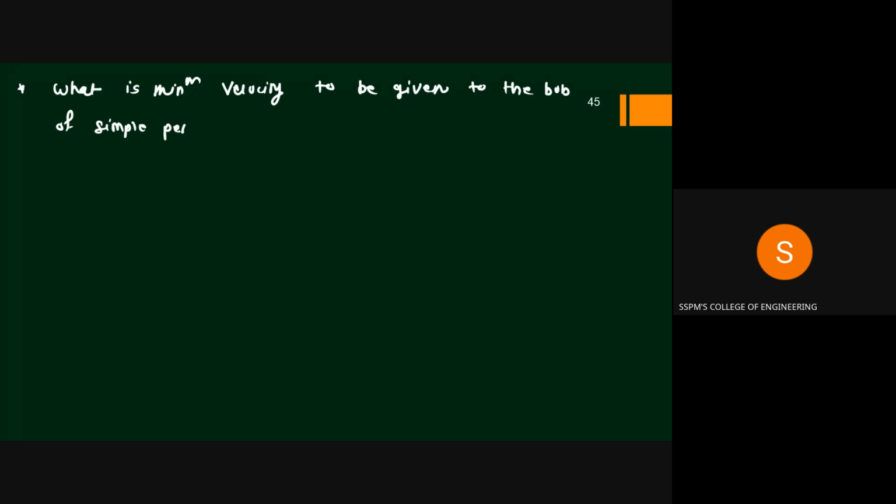Okay. The next problem on the vertical circular motion only. The question is, what is the minimum velocity to be given to the bob of a simple pendulum so that it rises to the height of 10 centimeter?